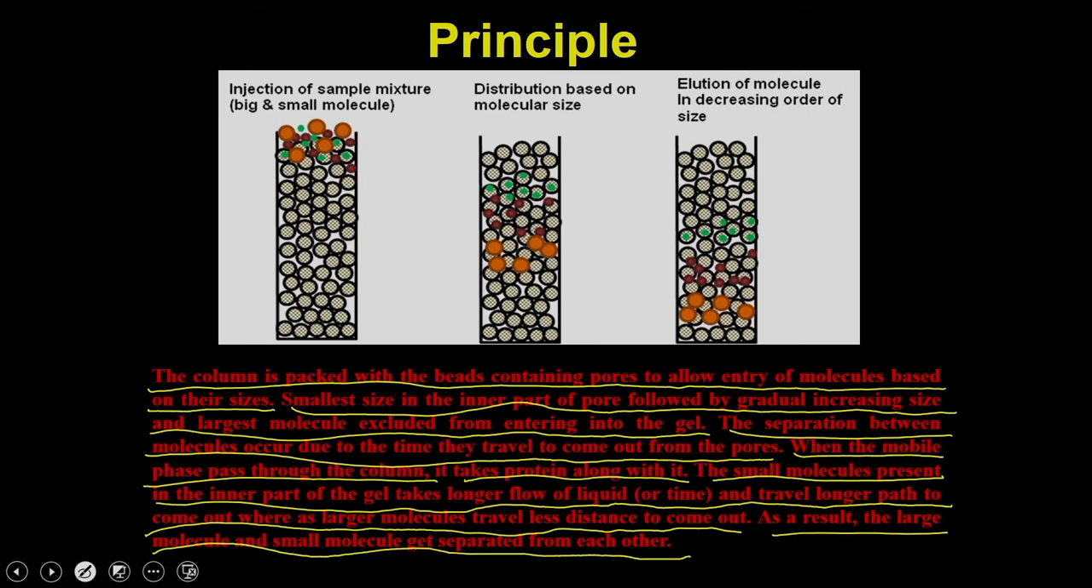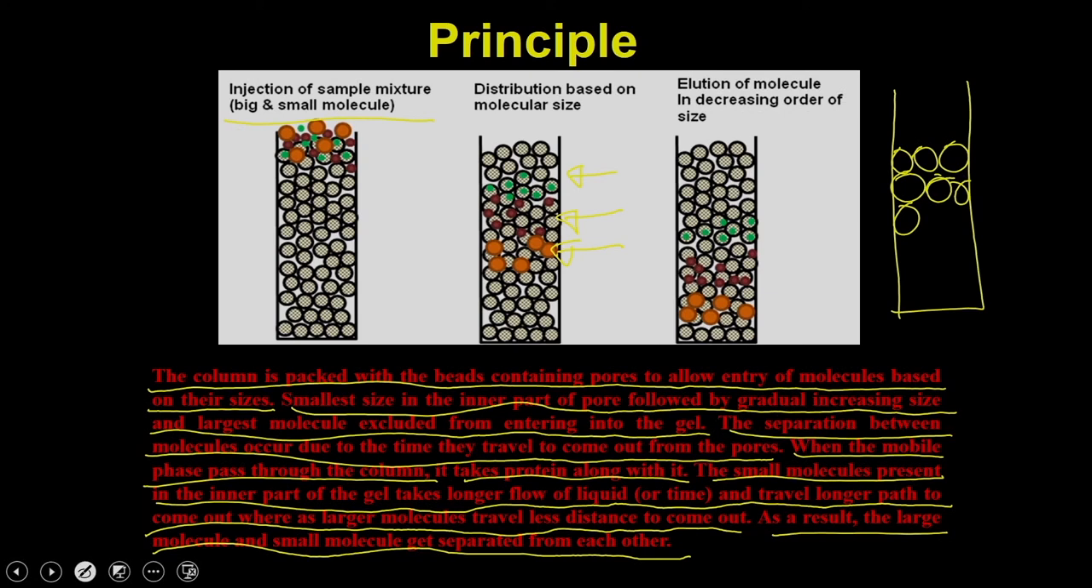So in gel filtration, what you are doing is taking a column and filling this column with beads. These beads actually have pores. So what will happen is, if you inject a mixture of small as well as big molecules, the small molecules enter into the beads at different positions. For example, in this case you see that the green enters the beads at this position, the red enters at this position, and the orange is big enough that it is excluded, or it actually enters a later portion of the column.